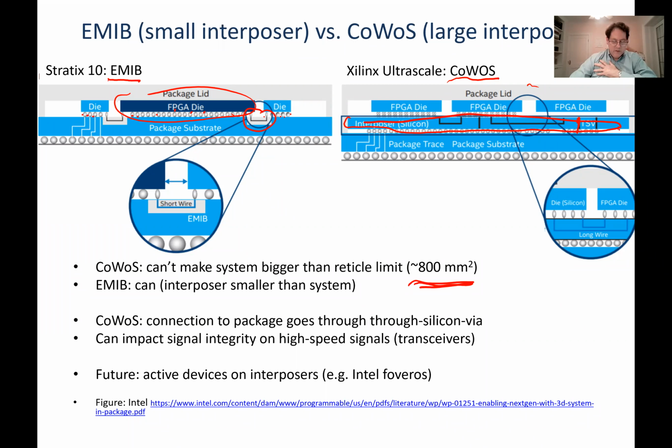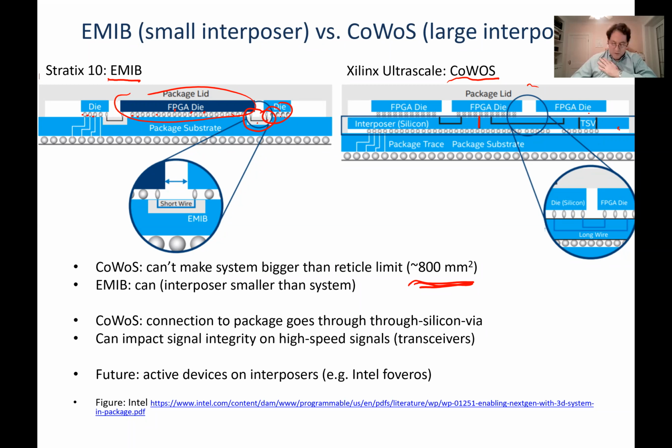Intel, in theory, could make, if they actually use these embedded interconnect bridges to get multiple FPGA dice, which they have done in one product, in theory they could just keep making a bigger and bigger system. The other difference is Xilinx's technology uses these through silicon vias, and Intel's doesn't. Intel argues that might impact signal integrity on really high-speed IOs, because on really high-speed IOs, you have to pay careful attention to inductance. You want to minimize the inductance of the whole signal path.